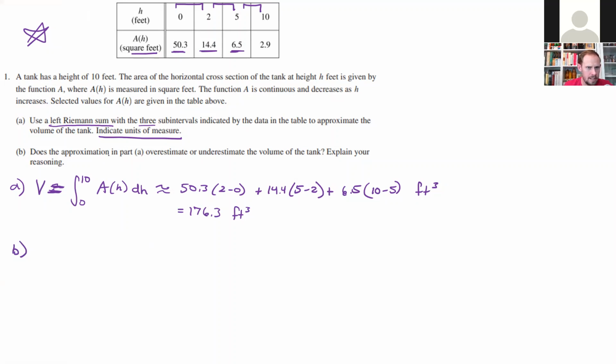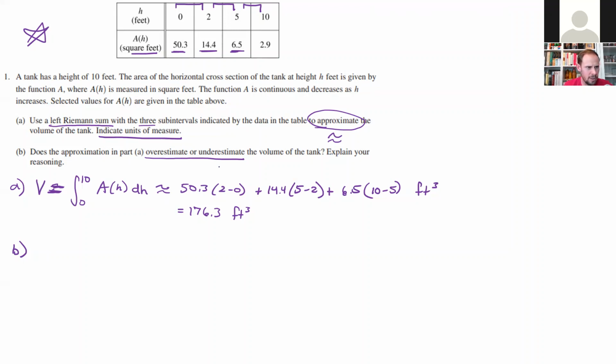Part B. Does the approximation in A overestimate or underestimate the volume in the tank? Explain your reasoning. If there isn't an approximately equal to somewhere, you might lose a point, because that's not technically true. So make sure if it tells you to approximate something, then you should have the approximately equal to sign somewhere instead of the exactly equal to sign the whole time. Just something to keep an eye on.